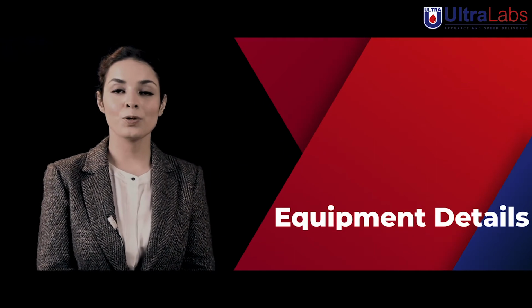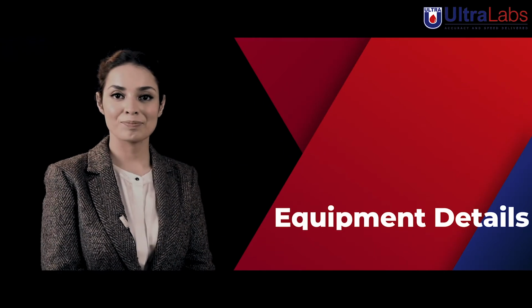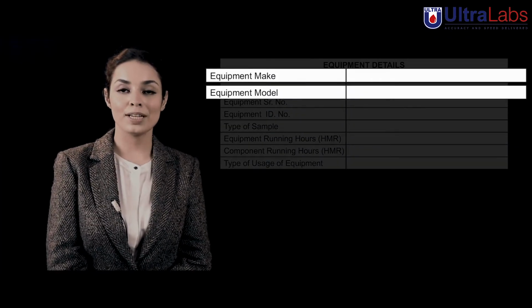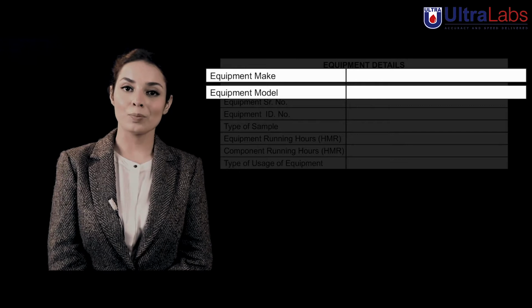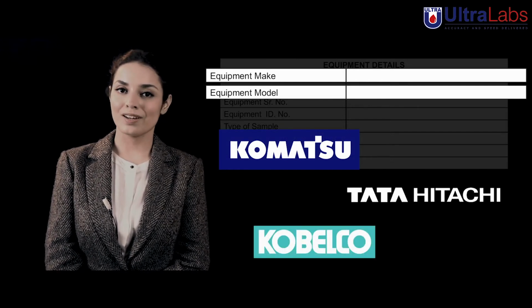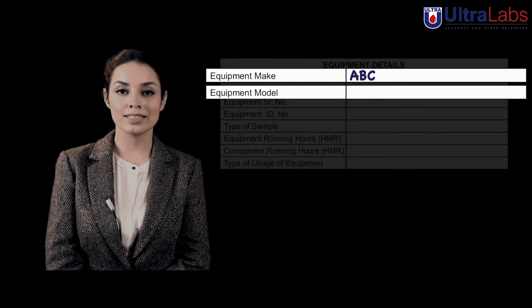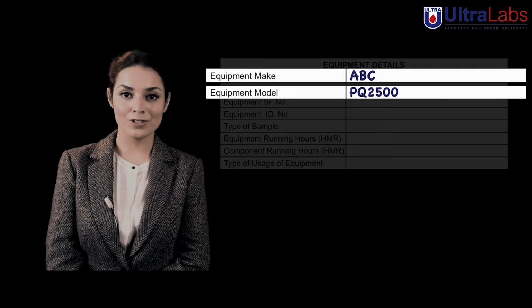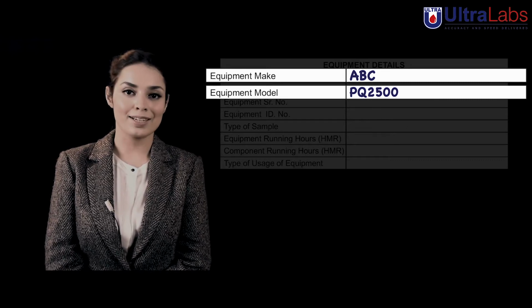Now let us move to the equipment details section. Please enter the make or manufacturer name of your equipment. For example, Komatsu, Tata Hitachi, Kobelco, etc. Further, please enter the model details of your equipment. For example, EX1900 or PC2000, etc.